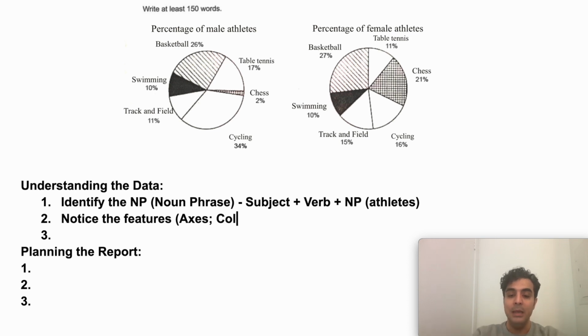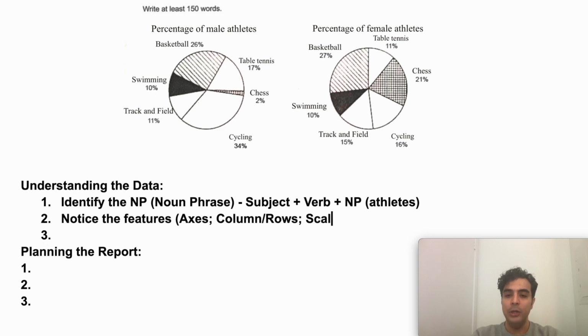If you have a table, you don't have axes anymore. So instead, I want you to focus on the columns and the rows. What are the columns showing? What are the rows representing? And so knowing what is shown in each case can really help you better understand the data.